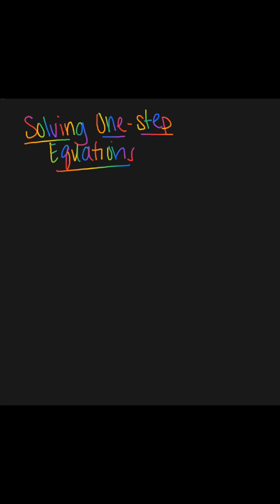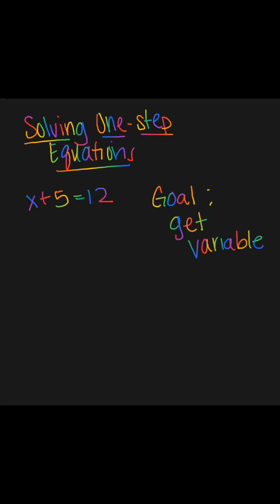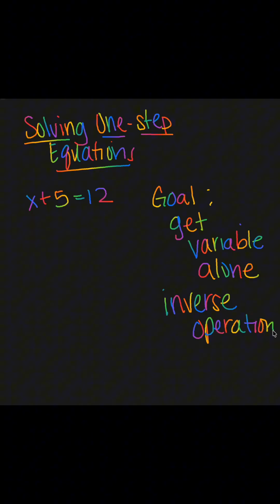Let's solve one-step equations. Let's start with x plus 5 equals 12. Our goal is to get the variable alone, and the way we are going to do that is by what we call inverse operations. Inverse operations are opposite operations. Addition and subtraction are inverses, and multiplication and division are inverses.